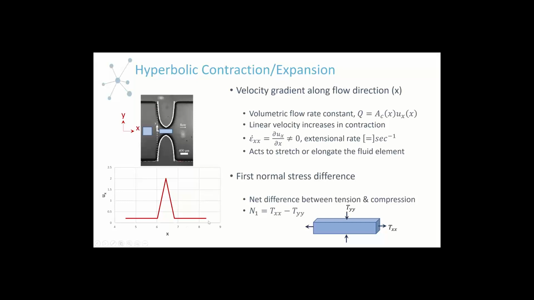You can see here a theoretical view of what you would expect this velocity to look like in the direction of flow as we enter the constriction zone. One other difference is that this type of deformation is going to generate a different stress. It's not shear stress; in this case, it's actually a normal stress difference. You can imagine this fluid element that enters here will be compressed and elongated simultaneously. This first normal stress difference is the difference between the tension and compression, and that will be relevant when we're doing the calculation.